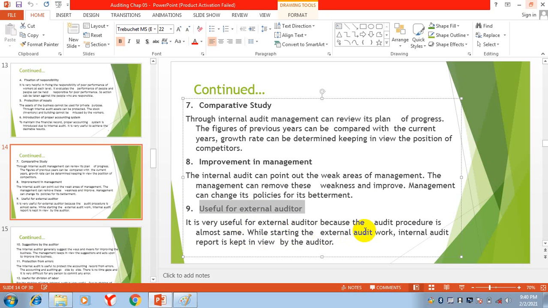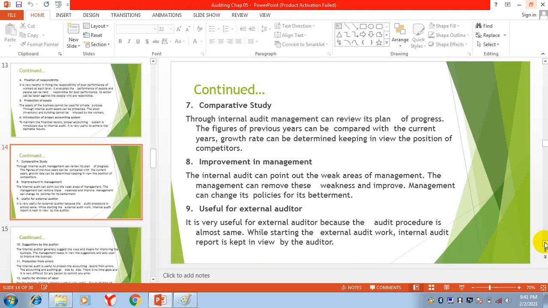While starting the external audit work, the internal audit report is kept in view by the auditor. So first the external auditor will look at the internal audit report and then he will start his work from there.